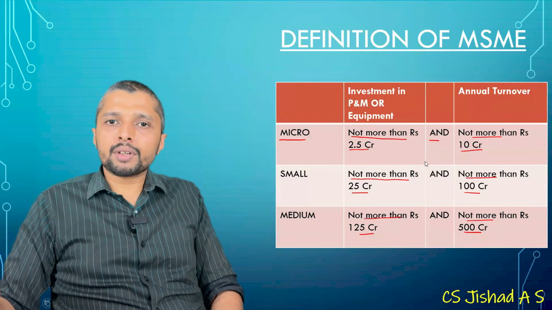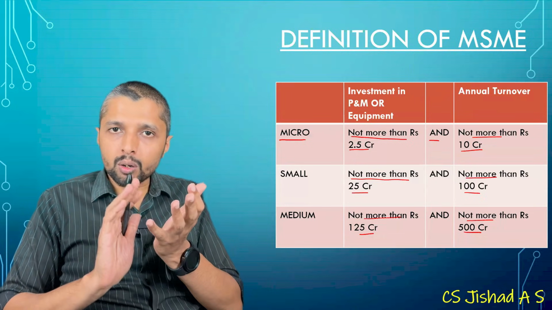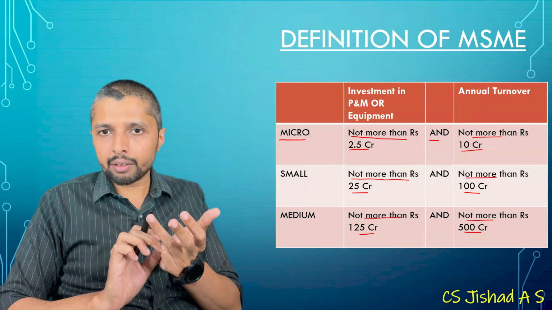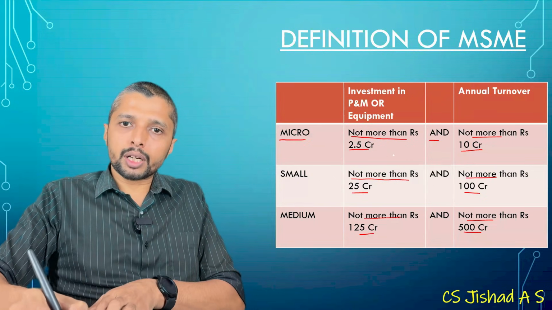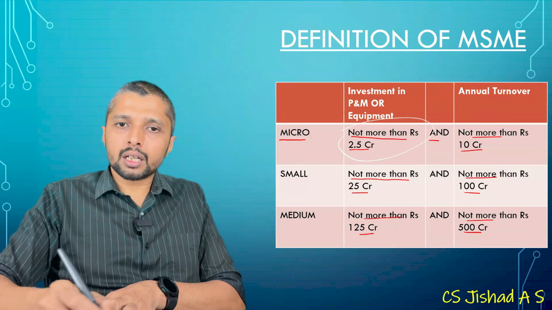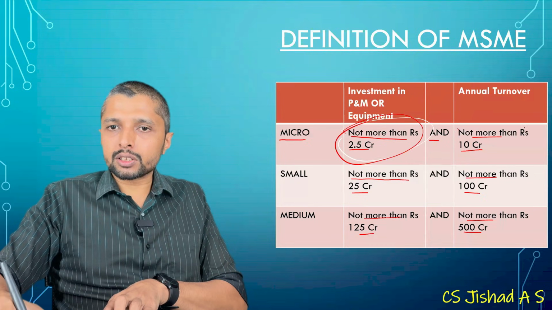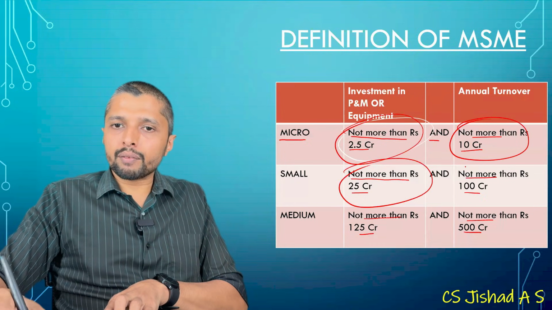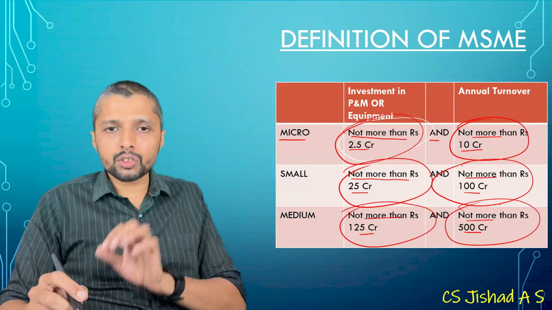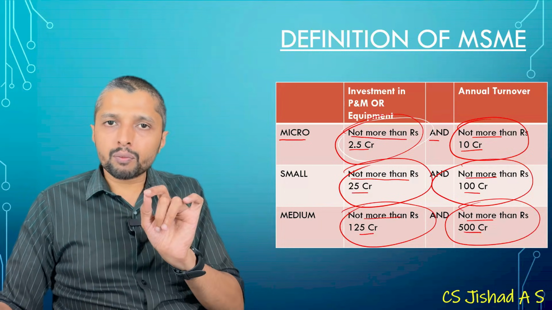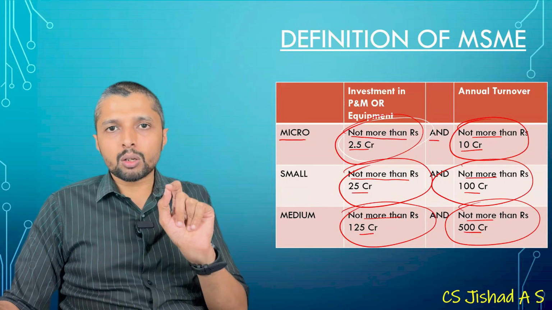Okay, then you have the definition of MSME. The chapter related to MSME has undergone an amendment on 1st of April 2025. So investment in plant and machinery or equipment and annual turnover is the provision for MSME. For micro, it is not more than 2.5 crore and not more than 10 crore turnover; in the case of small, not more than 25 and not more than 100; in the case of medium, not more than 125 and not more than 500. Okay, so this is applicable for the December 2025 examination. The amendment was made by the ministry on 1st of April 2025.